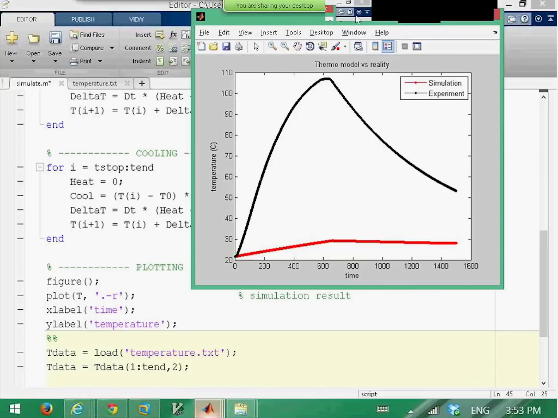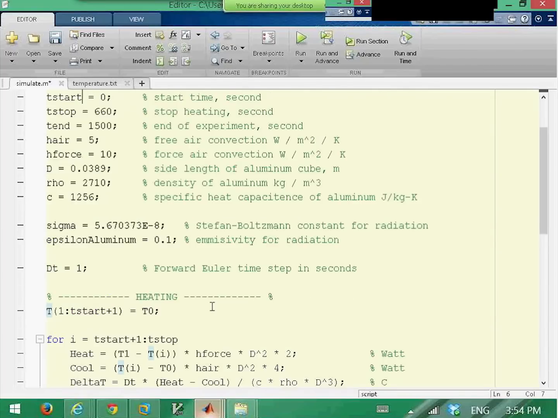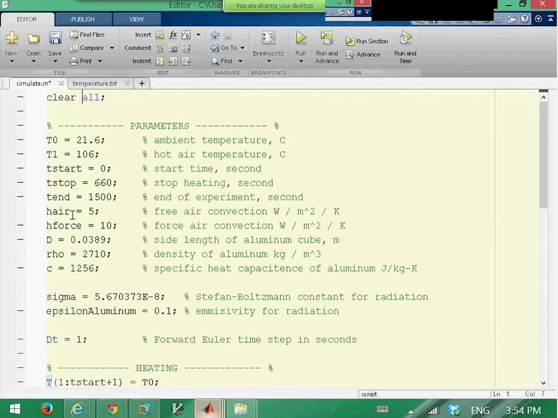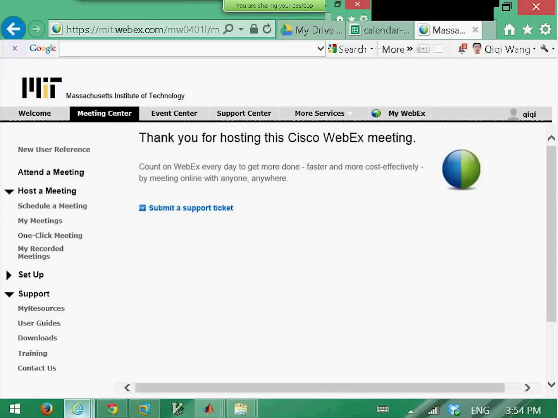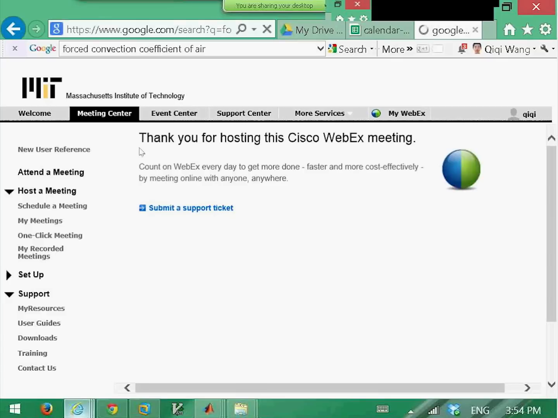Now we are plotting. Look at the difference between the simulation and the experiment. It's huge, right? So what is causing this difference? It is because here I said the forced convection coefficient is 10 watts per meter squared per K. Now let's go to the internet and search for the forced convection coefficient of air.